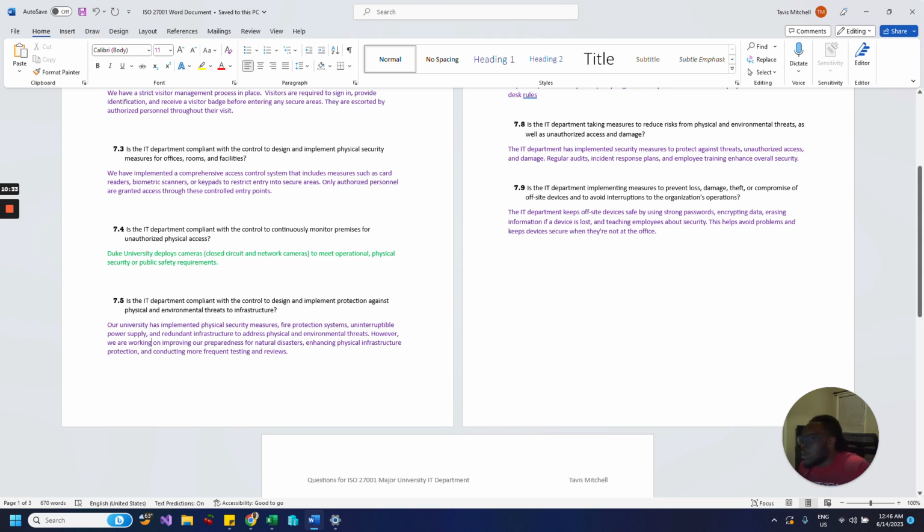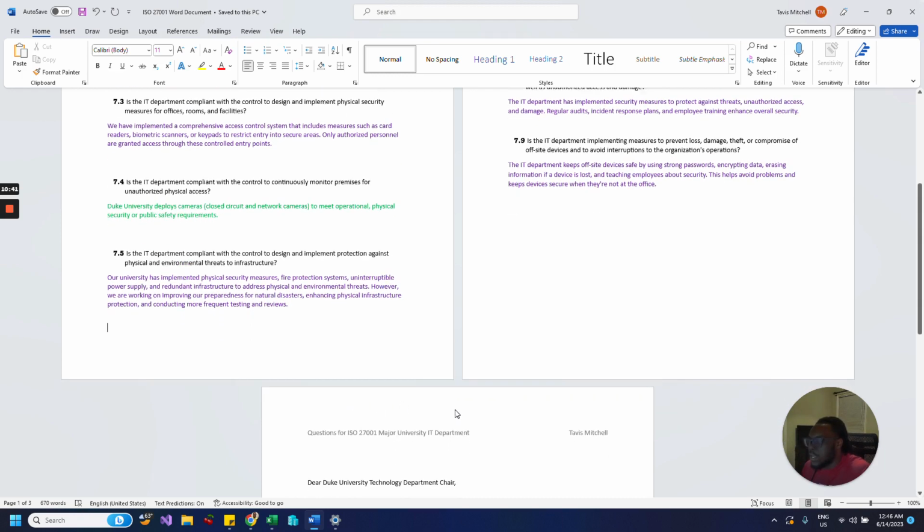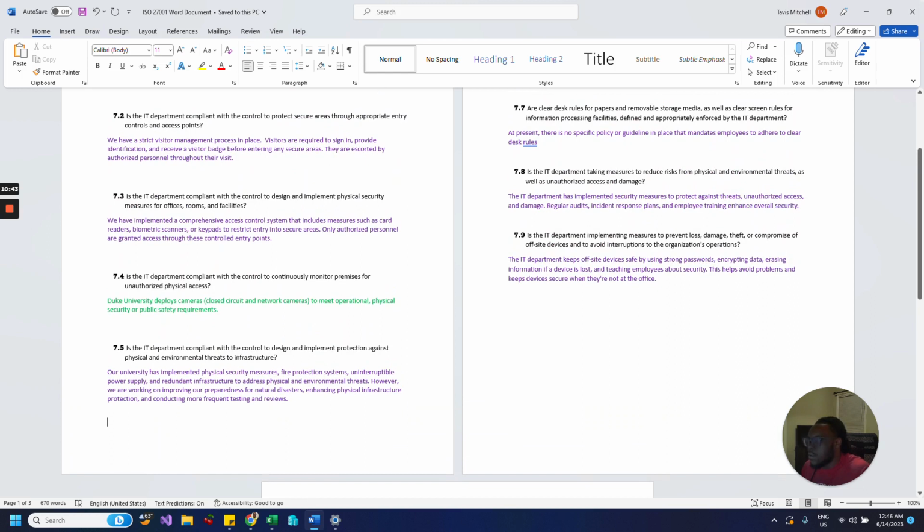Okay. They are working on improving preparedness for natural disasters, so they probably don't have a disaster recovery plan or something like that that they need in place, or the correct physical buildings to protect them from natural disasters. Okay.